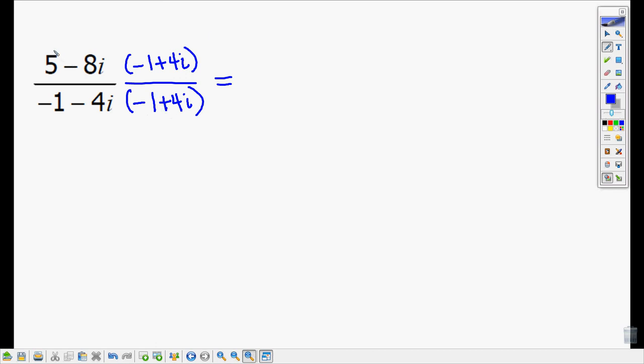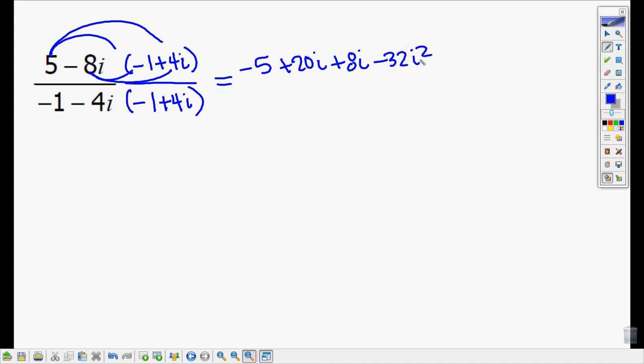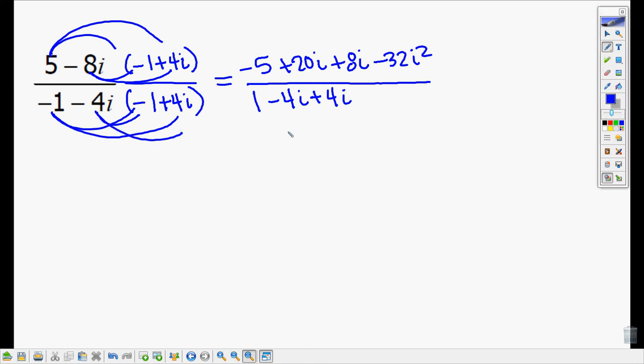Okay, so we're going to do distributive property. 5 times negative 1 is negative 5. 5 times 4i is plus 20i. Negative 8i times negative 1 is positive 8i. And negative 8i times 4i is negative 32i squared, all over negative 1 times negative 1 is 1. Negative 1 times 4i is negative 4i. Negative 4i times negative 1 is positive 4i. And negative 4i times negative 4i is negative 16i squared.